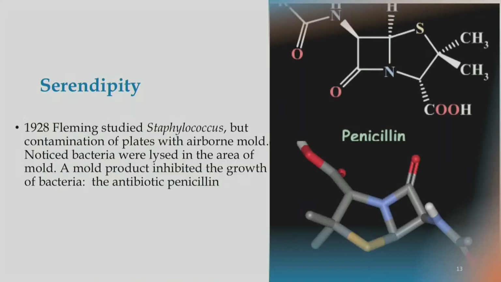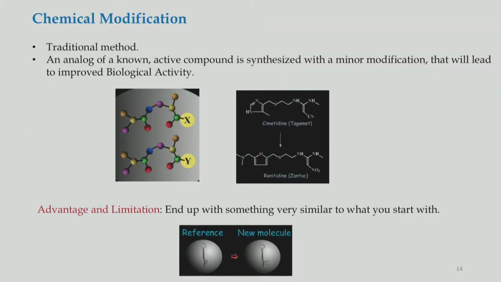So the first serendipitous discovery is penicillin. We all know the story of how Fleming discovered penicillin. So usually he used to work with Staphylococcus. One of the molds contaminated the plate, and the metabolite secreted from that mold showed inhibitory activity. That is how he discovered the compound.